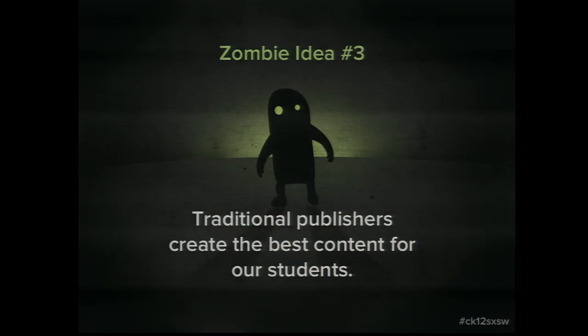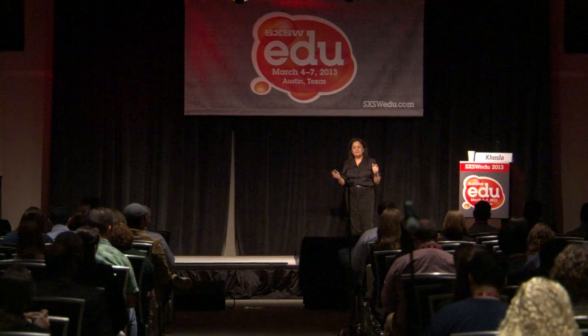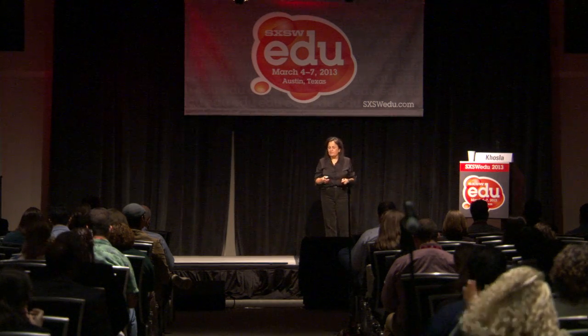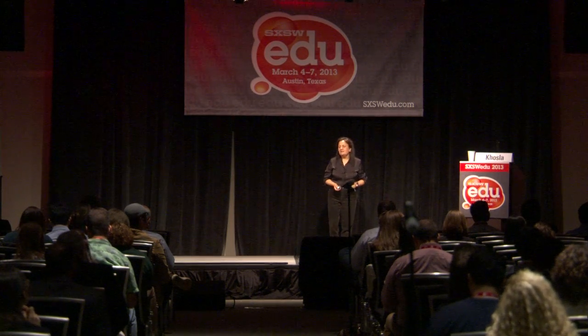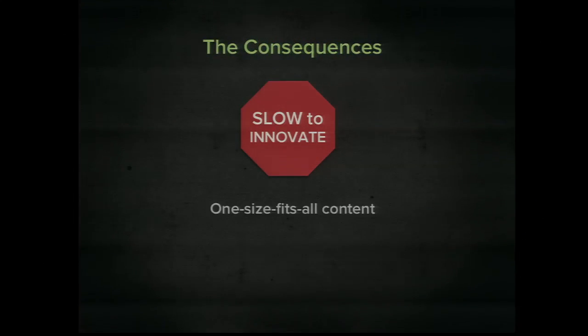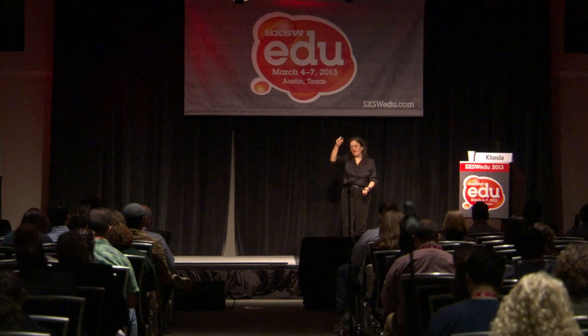Zombie idea number three. Now, I don't necessarily mean to slam traditional publishers, but I'm just saying that it doesn't have to be that you pay so that one person creates the best content for students. How does that play out? Innovation's very slow. You keep getting the same content for 7 years, one size fits all, and you know how much that works. If I am at this level and you give me content that's really up high, there's no way I can, as a student, rise up to that content. I need scaffolding. I need my own individual content so I can bring myself up to the level that I'm supposed to be at. Now, that whole model is still wrong, but that's reality today.